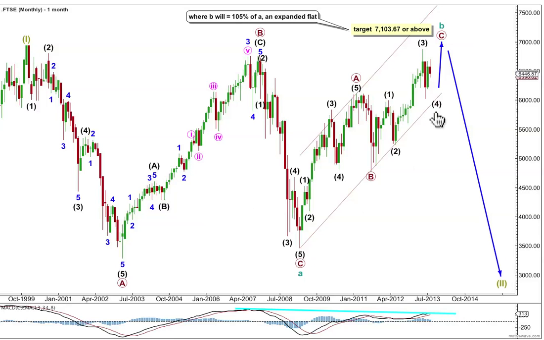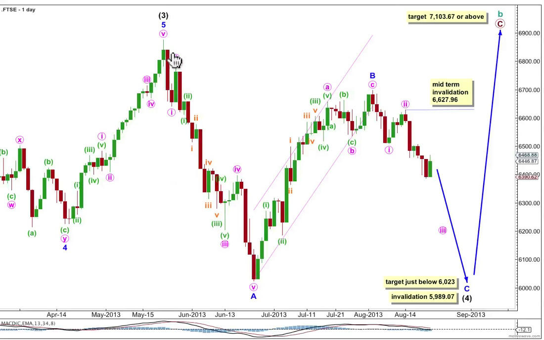This fourth wave within primary wave C is incomplete. Let's have a look at this on the daily chart, where the end of intermediate wave 3 within primary C is this point up here. Intermediate wave 4 looks like it's an incomplete zigzag because this downwards movement subdivides so nicely as a 5-wave impulse, so it can't be over here. This is just minor wave A within intermediate wave 4.